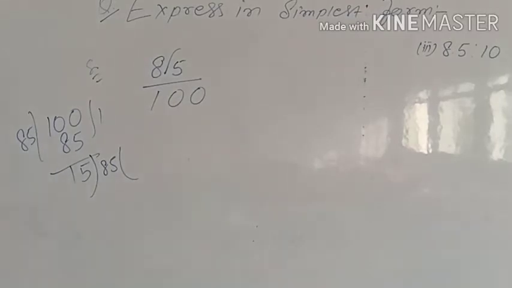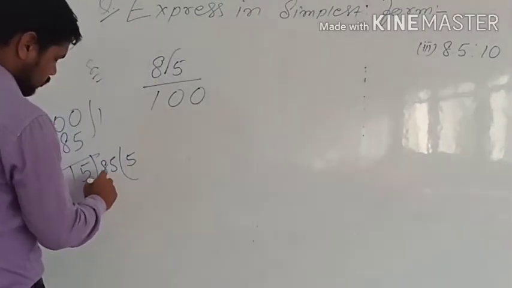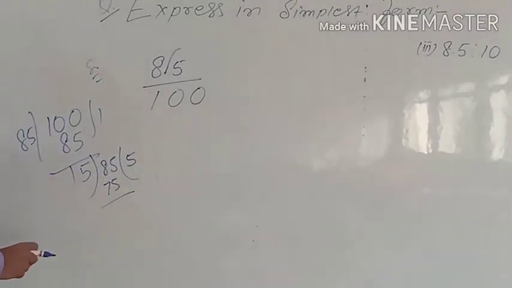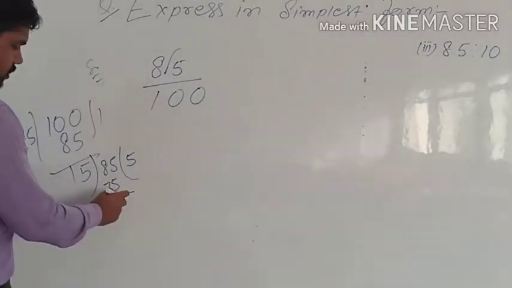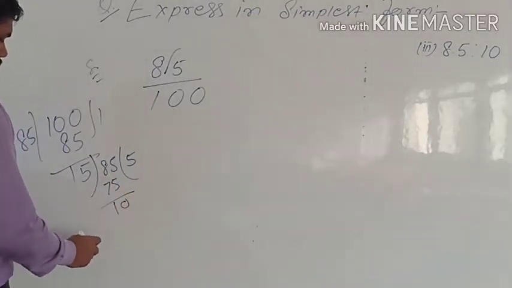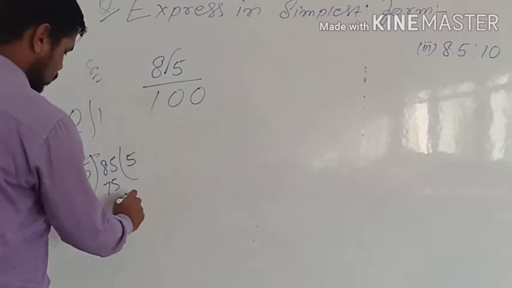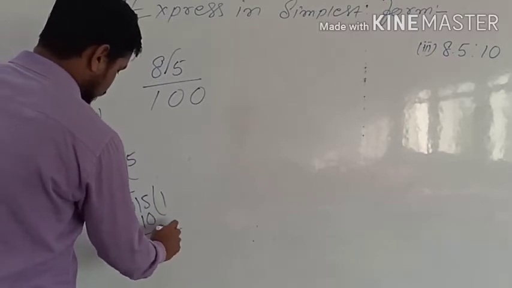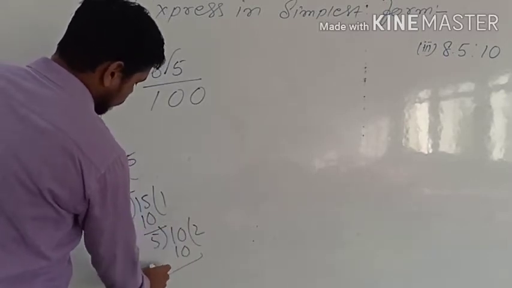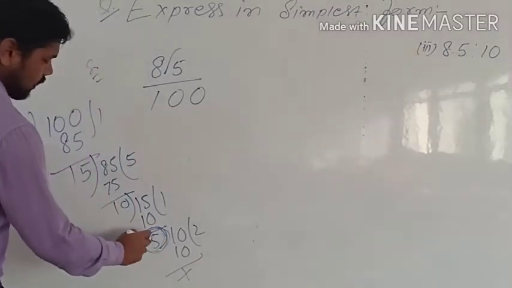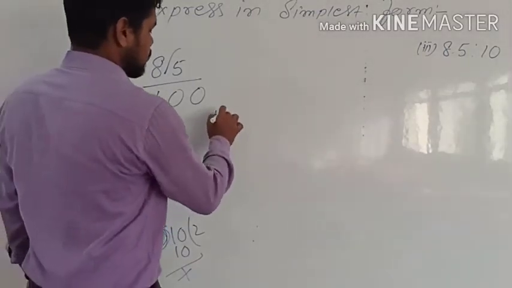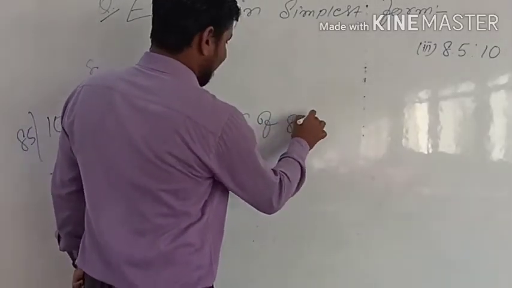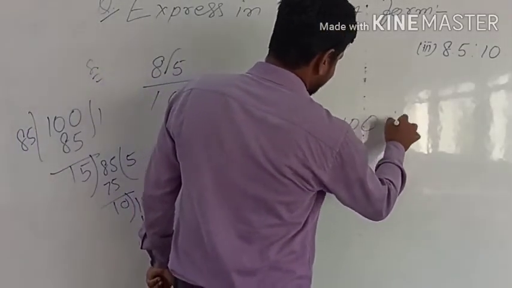So 15 5s are 75. Otherwise 15 6s will be 90, sorry. So then the remainder will be 0, 10, right? 10, 15, 10 1s are 10, 5, 10, 5 2s are 10. So 5 is the HCF. Okay. So the HCF of 85 and 100 is 5.